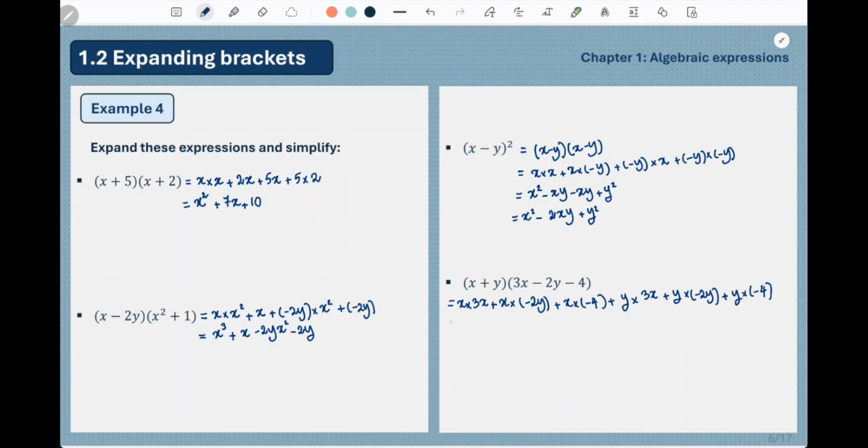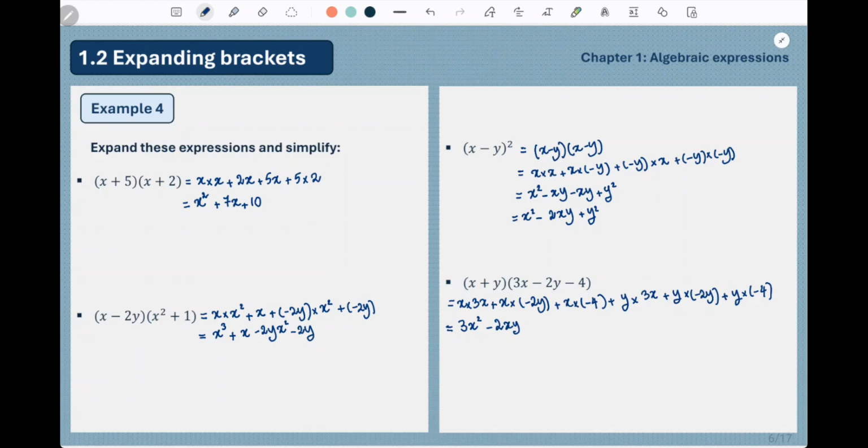So I'm just doing the thing without thinking about simplifying anything. Then on to the next step where I'll be simplifying and calculating. So 3x squared plus x times, oh yeah, so minus 2xy. Okay, because x times y is xy. 1 times minus 2 is minus 2.